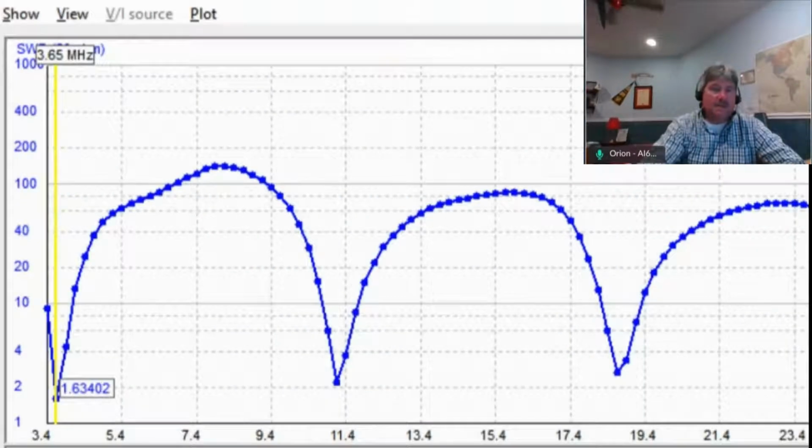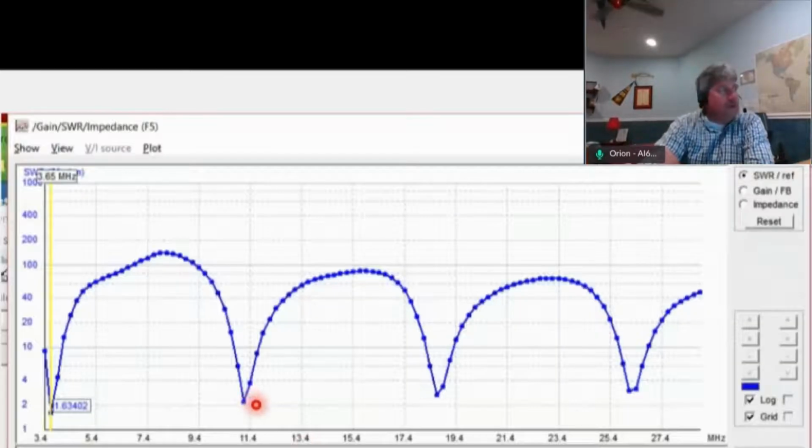And you can see that there's numbers on the left here. 1, 2, 3, 4, 10, 20. That's SWR. And anything under 2 is good. So you can see here at 80 meters, we are at 1.63 SWR. Now, you can also see that as we get towards up here at 11 megahertz, which isn't anywhere near one of our privileges, we have another dip just over 2.